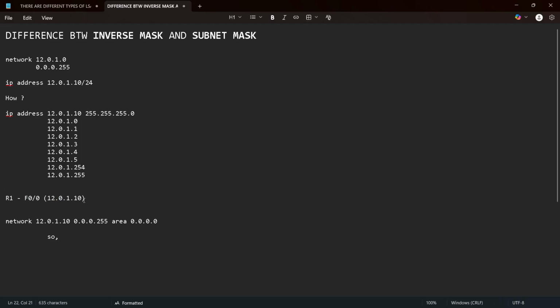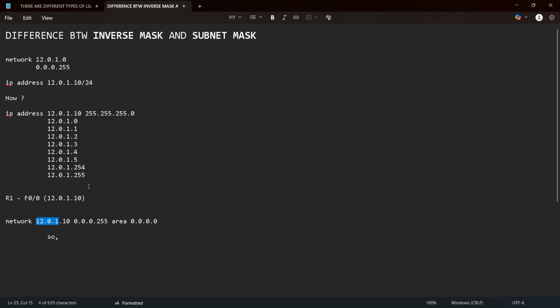This is the IP address, let's suppose, we give. Now, to configure this, as we have learned already, we'll go to network and give the network address along with the inverse mask and then area, and then the area we are operating on. So by virtue of this particular inverse mask, what it says, when we give in the host part 255, all ones, it says that this is my network part.